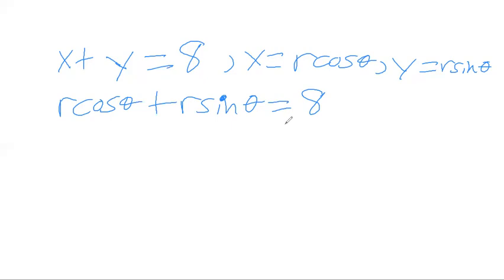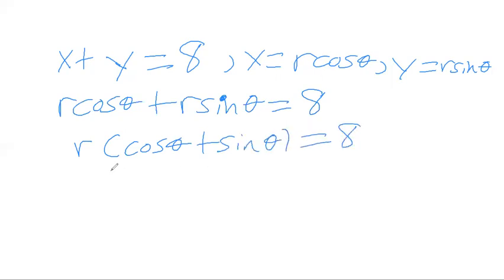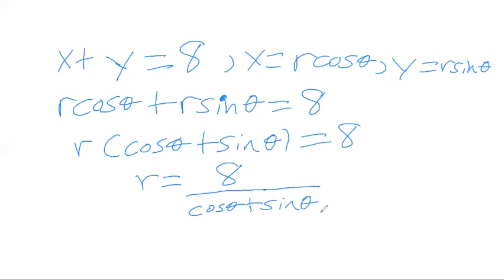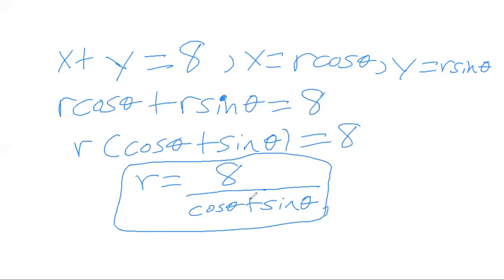I want to have r as a function of theta, so I have to have r in terms of theta, which means I have to solve for r. Use some algebra and factor out an r: r times cosine theta plus sine theta equals 8. I divide both sides by cosine theta plus sine theta, and that gives me r equals 8 over cosine theta plus sine theta. So that is the conversion: r equals 8 over cosine theta plus sine theta.